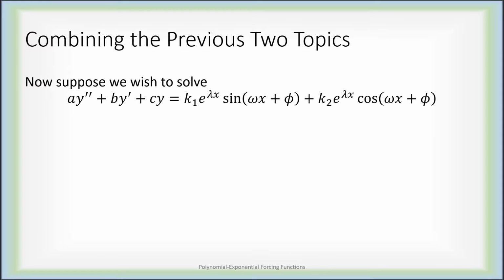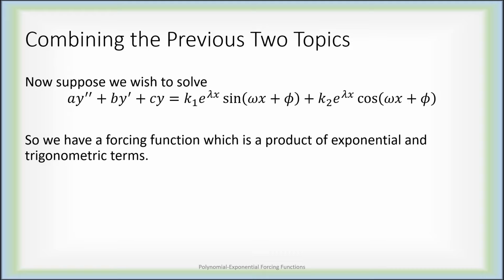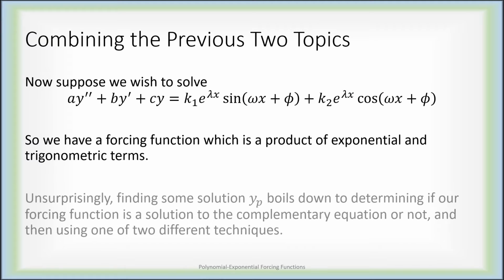We now wish to solve a general second-order linear differential equation with constant coefficients, but our forcing function is made up of exponentials times trigonometric functions. So we have a forcing function that can be expressed as a product of exponential and trigonometric terms. If there was a mixture of different exponents or different periods or different phase shifts, the superposition principle would allow us to treat them separately. Here I want to point out that the exponents on these two terms are the same, and the period and phase shift of our trigonometric terms is also the same.